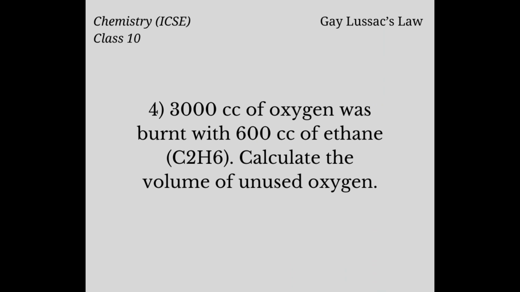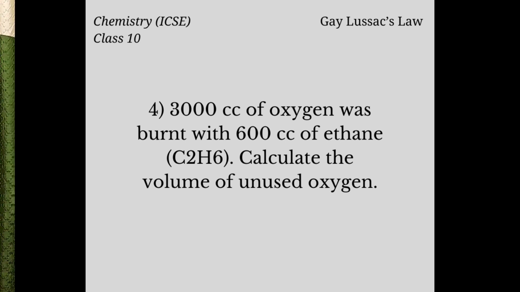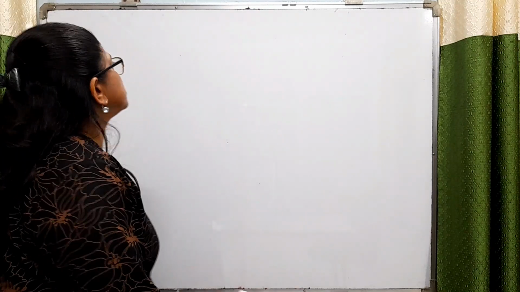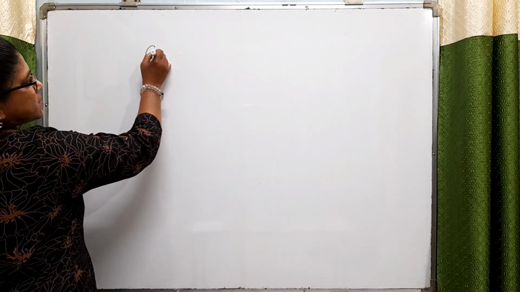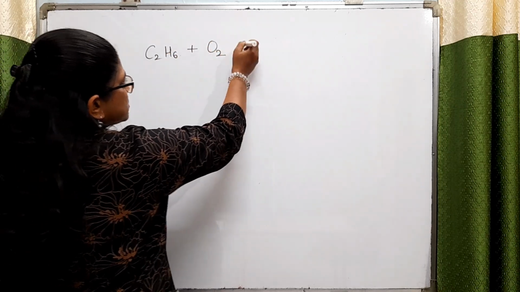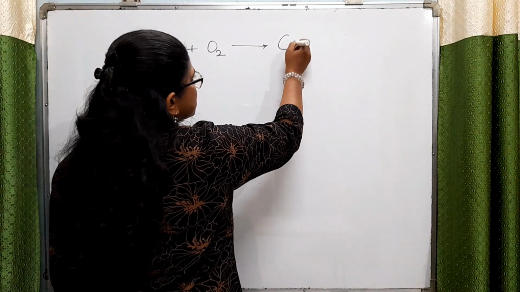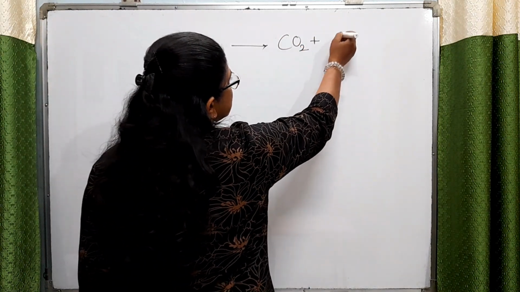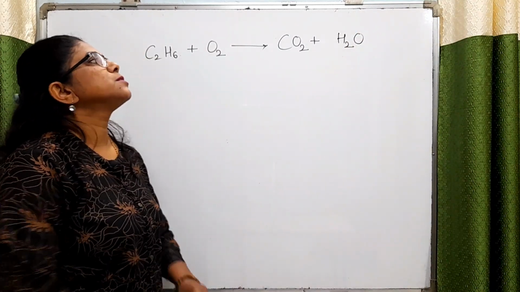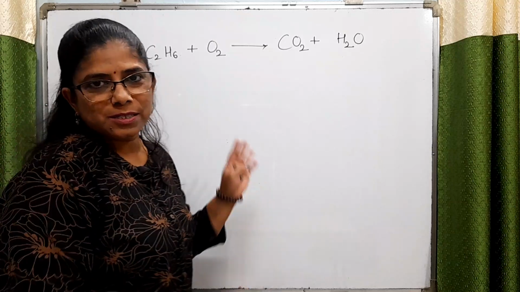Problem number 4. 3000 cc of oxygen was burnt with 600 cc of ethane. Calculate the volume of unused oxygen. Now here ethane burns in presence of oxygen. Ethane, C2H6, burns, oxygen is used, and it forms carbon dioxide and water vapor. The equation is not balanced. We have to balance this equation.